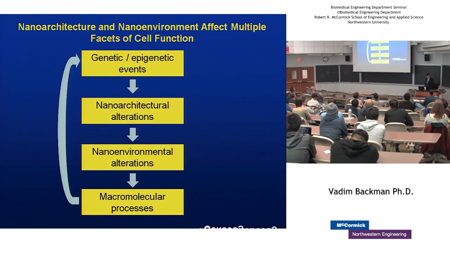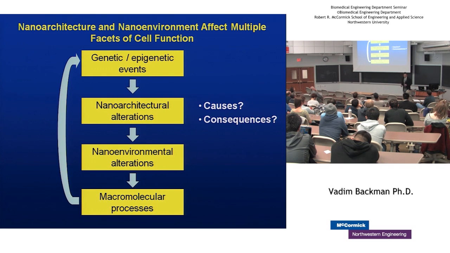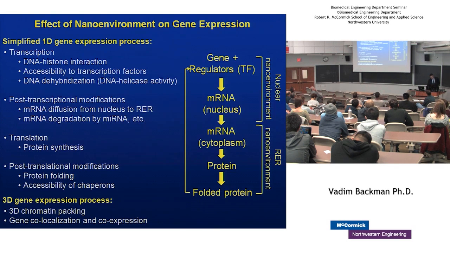So the way we would like to look at it is that genetic and epigenetic events lead to nanoarchitectural alterations. They change the nano-environment where the macromolecular processes take place, and this changes the macromolecular processes themselves, which feeds back into the genetic and epigenetic events. So the question is, what are the causes and consequences? And we are, in collaboration with others, trying to address this complex problem.